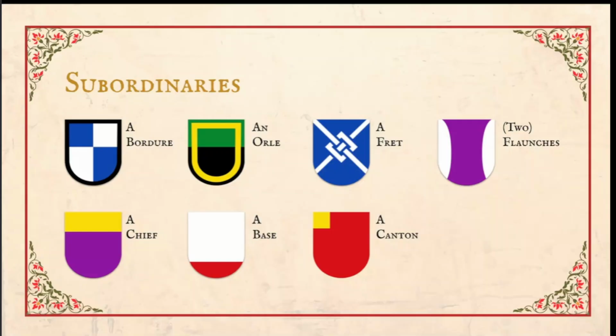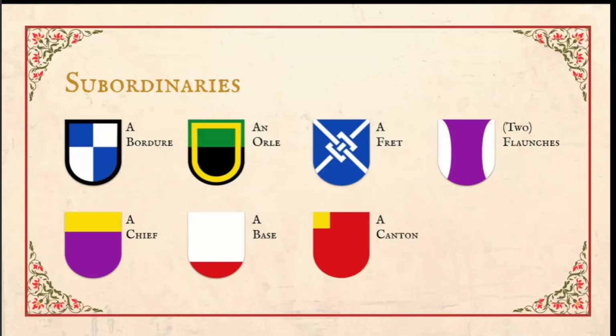And oral is just a border that kind of shrinks in the middle a little bit and squishes in. The Freddy design that we saw earlier is an extension of the fret or the knot that you see there in the third. Flaunches, these little kind of wings that pop in. You have a chief, which is sitting in chief. You have a base, which is sitting in base. And then a canton is just that little square up at the top left corner.